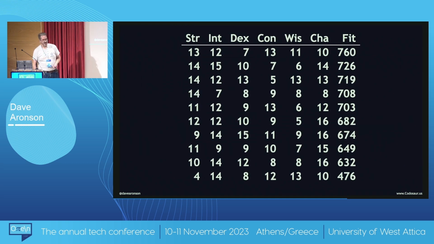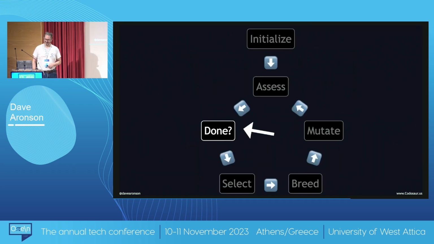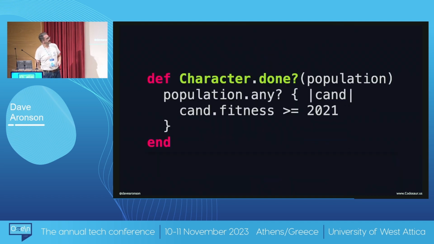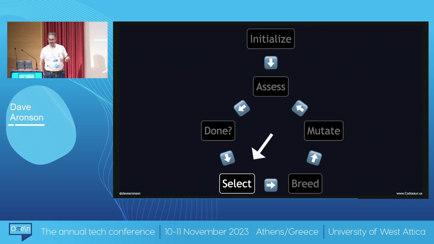And now that we've assessed their fitness, we can ask, are we done? But what are our criteria for being done? Let's say we're done if any character scores at least 90% of the maximum total score of our fitness function. I'll spare you the math, but that would be 1,021. And in code, checking that would look like this. Very simple. None of our current candidates score anywhere near 1,021, so next we select some breeders.